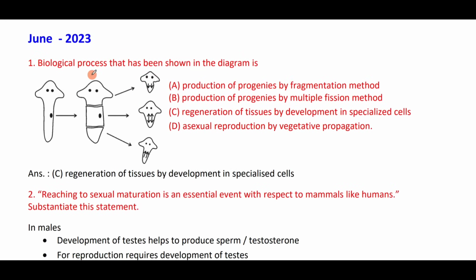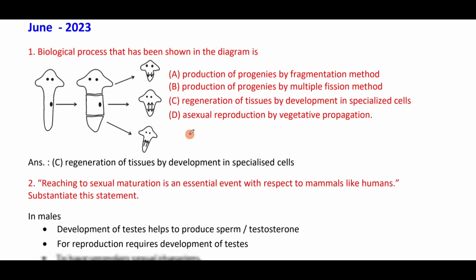The biological process shown in the diagram is the regeneration of tissues by the development of specialized cells. Therefore, the correct answer is C, regeneration.